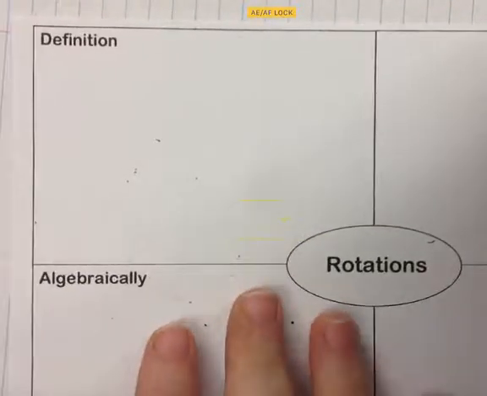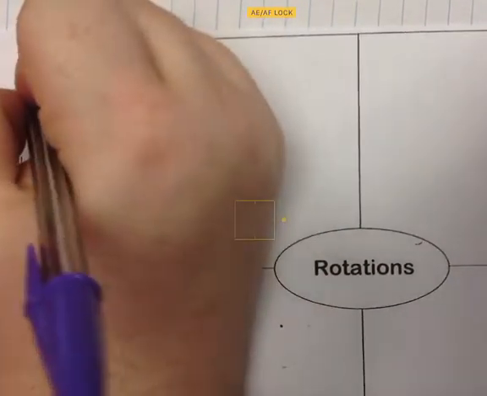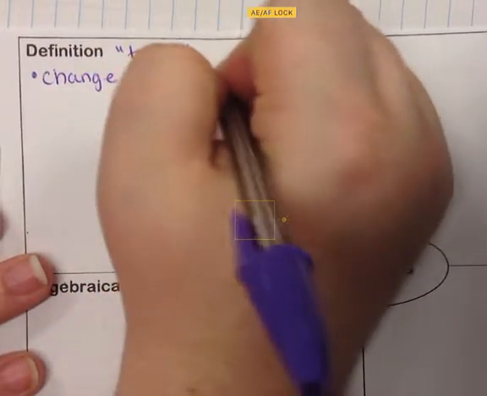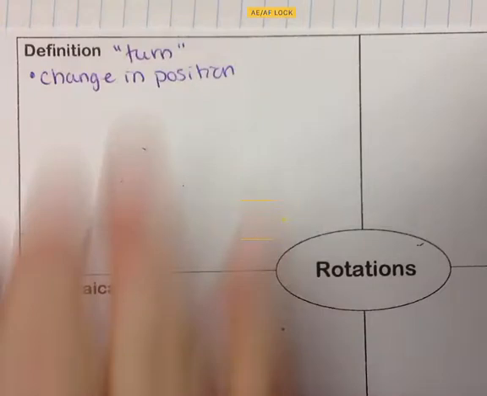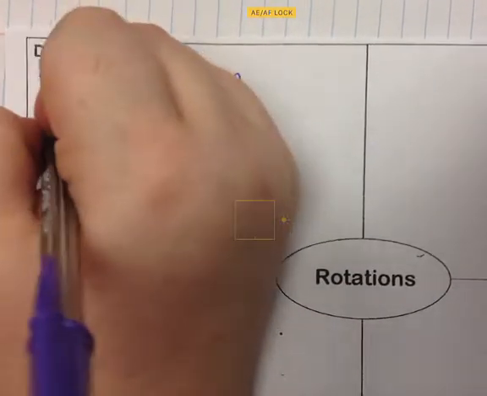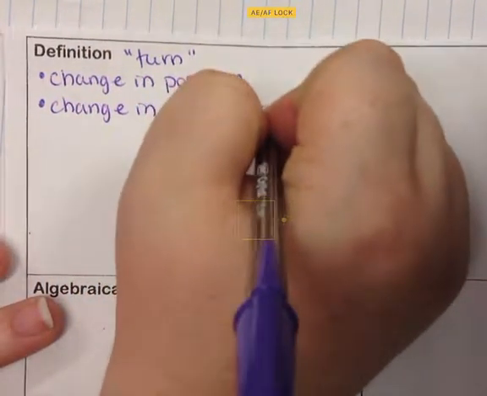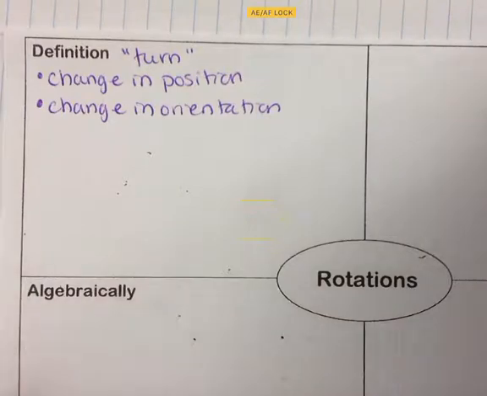This video is about the transformation of rotations. Another word for rotation is a turn. Rotations will change position. As you rotate it, as you turn something, it will actually move its location, so it does turn. Rotations have a change in orientation. As you turn something, it's going to be pointing in a different direction, so it will change in orientation.